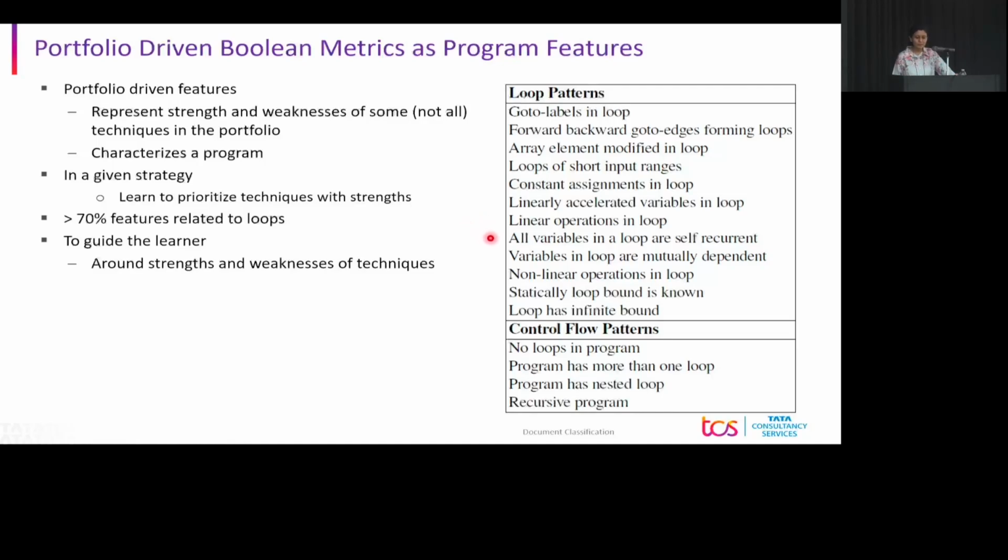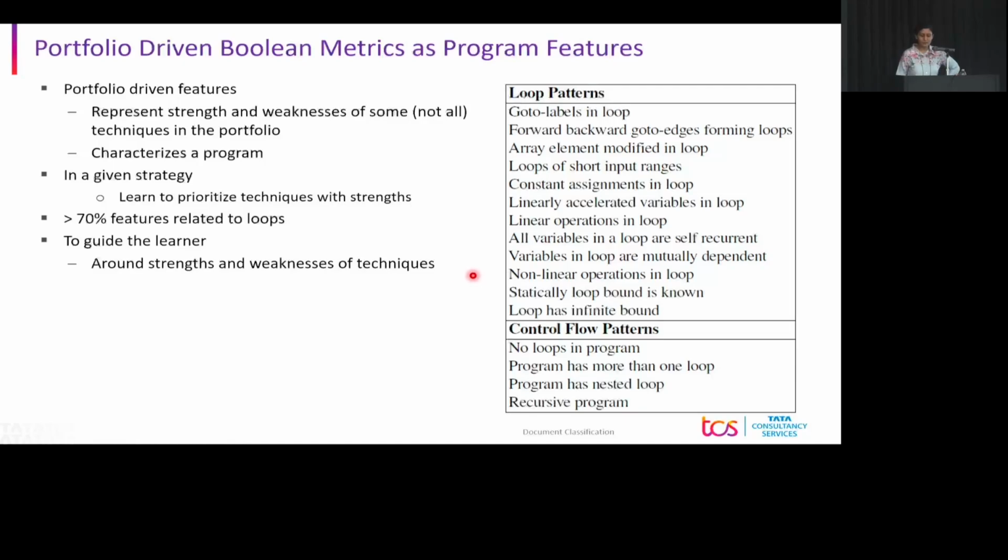If all variables in a loop are self-recurrent, then acceleration is the technique. And if variables are mutually dependent in a loop, then it becomes a weakness of loop abstraction techniques, so it's better not to try that. It's better to try BMC on it.